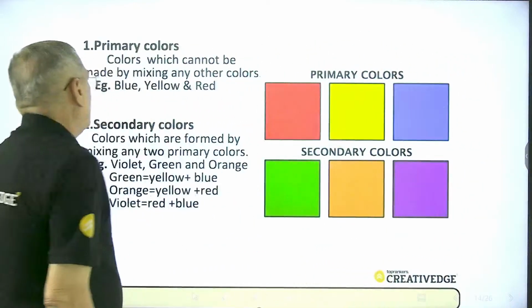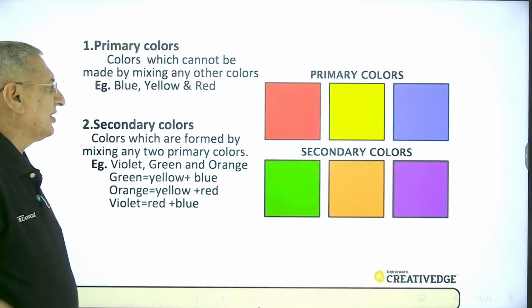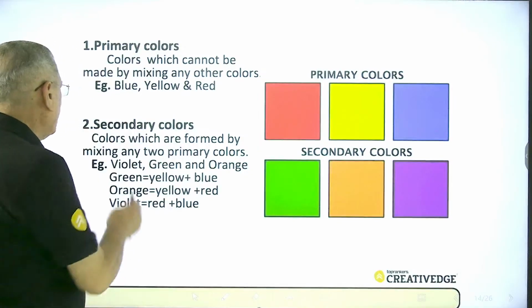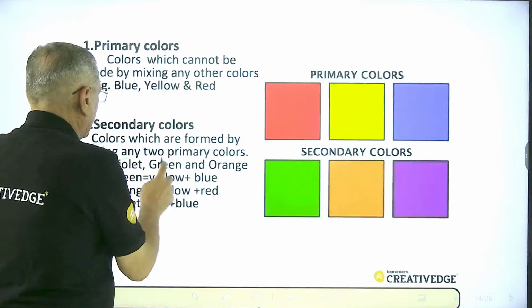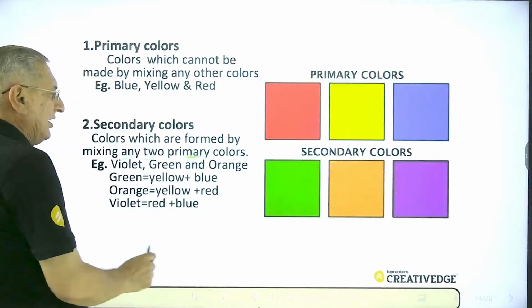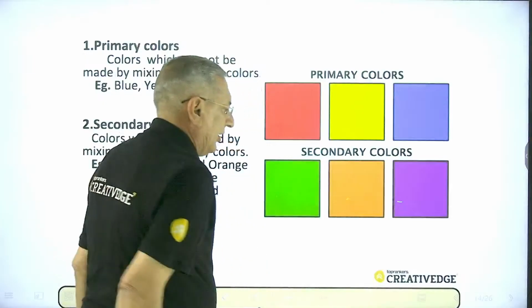Primary colors cannot be made by mixing any two colors. Examples are red, yellow, and blue. Secondary colors are formed by mixing any two primary colors. The examples are green, orange, and violet.